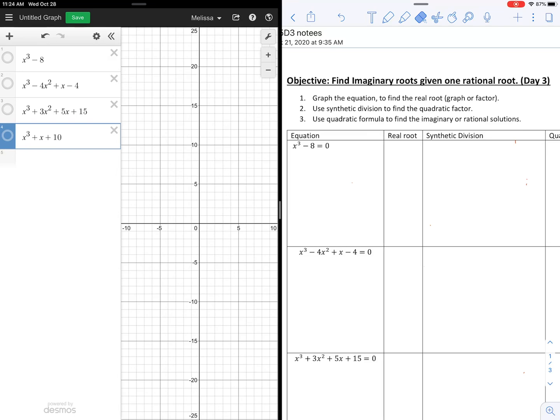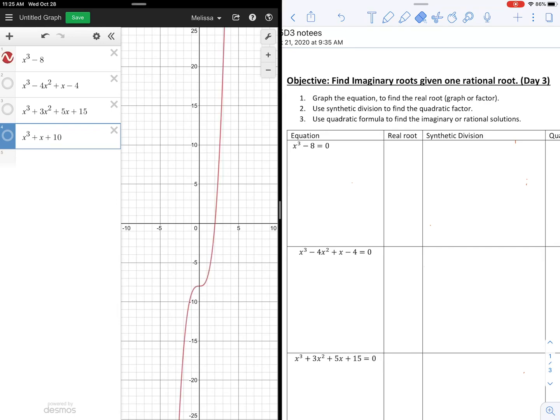polynomial functions. Today, our objective is to find imaginary roots given one rational root. And so what we're going to do is either find that one rational root by graphing it, or it may be given to you. Then once we find the rational root, we're going to use synthetic division to find the quadratic factor. And once we have the quadratic factor, then we can use the quadratic formula. Sometimes we may be able to use just the simple equation to find the imaginary or the irrational roots.